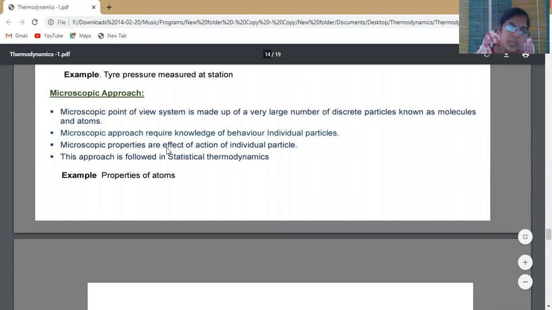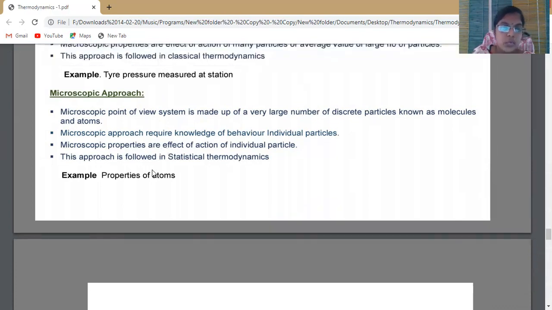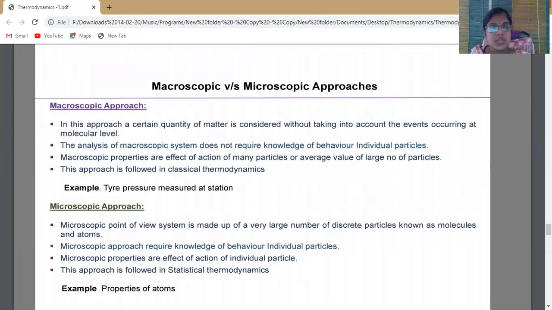What is the microscopic approach? From the microscopic point of view, a system is made up of a very large number of discrete particles known as molecules and atoms. So the microscopic approach requires knowledge of the behavior of individual particles. Microscopic properties are the effect of the action of individual particles. This approach is followed in statistical thermodynamics.